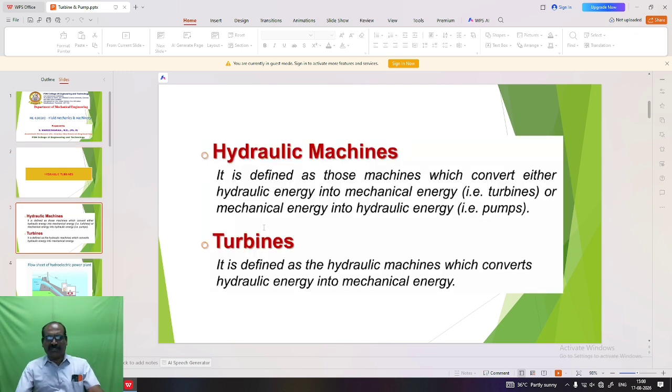What is a hydraulic machine? A hydraulic machine is a machine which converts either hydraulic energy into mechanical energy or mechanical energy into hydraulic energy. Those machines that convert hydraulic energy into mechanical energy are called turbines, and those machines converting mechanical energy into hydraulic energy are called pumps. So we will see one by one.